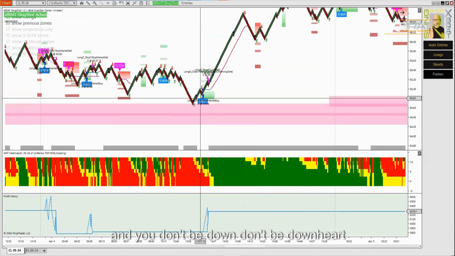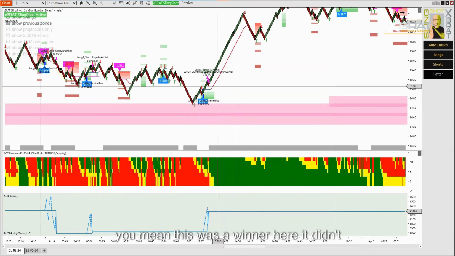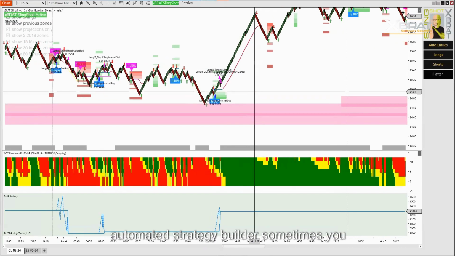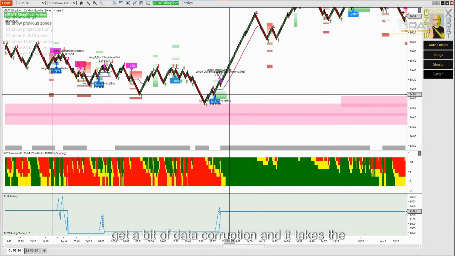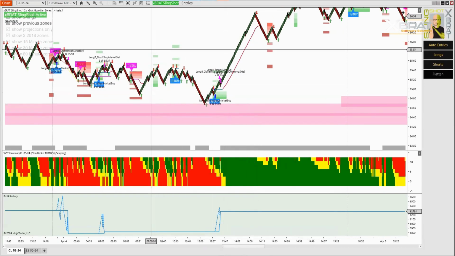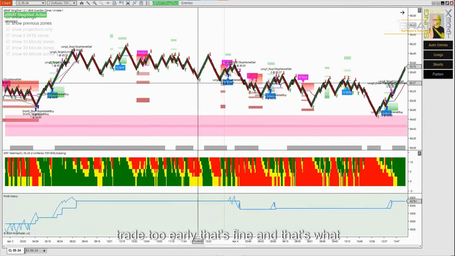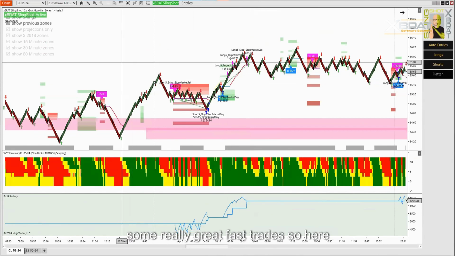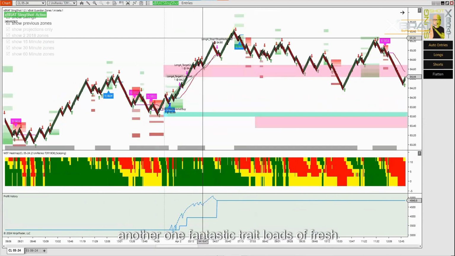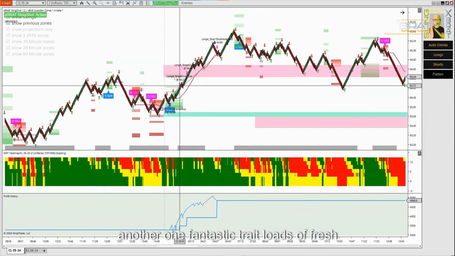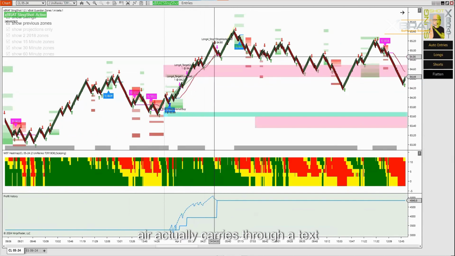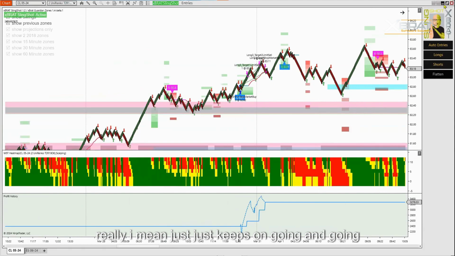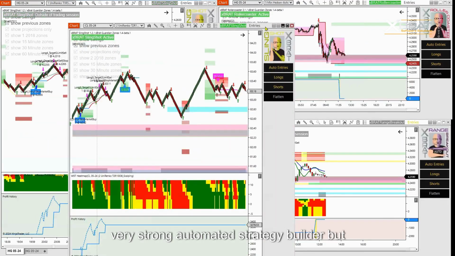And you don't be downhearted. I mean, this was a winner here. It didn't run, but that's, you know, that's the life of an automated strategy builder. Sometimes you get a bit of data corruption and it takes the trade too early. That's fine, and that's what you get with this Unirenko. But there are some really great fast trades. So here, another one, fantastic trade, loads of fresh air. Actually carries through, takes a trailing stop out there. Really, I mean, just keeps on going and going. Very strong automated strategy builder.